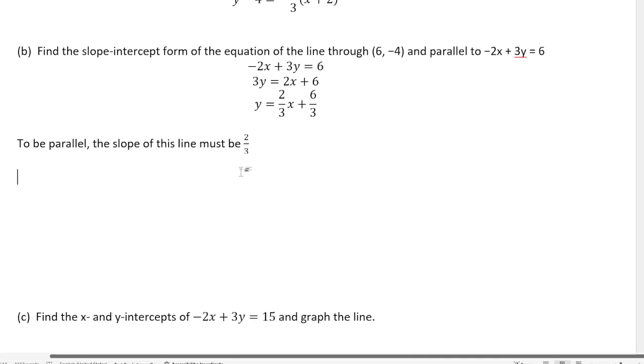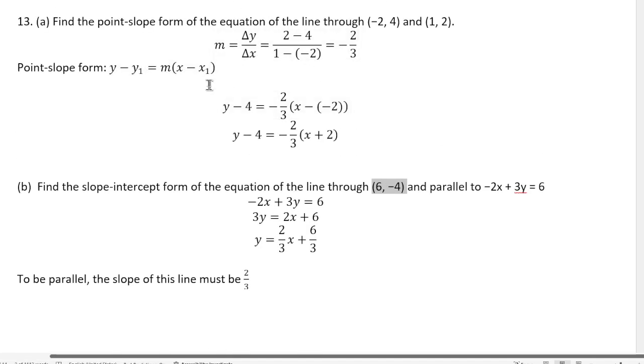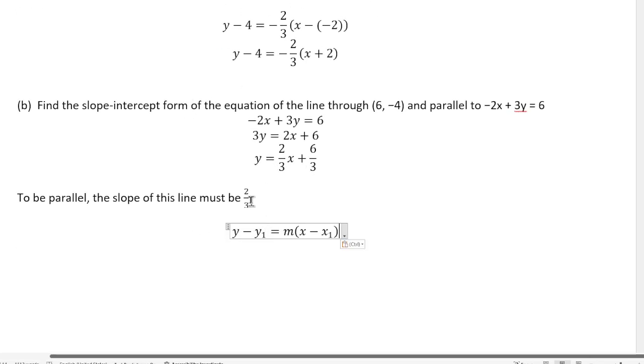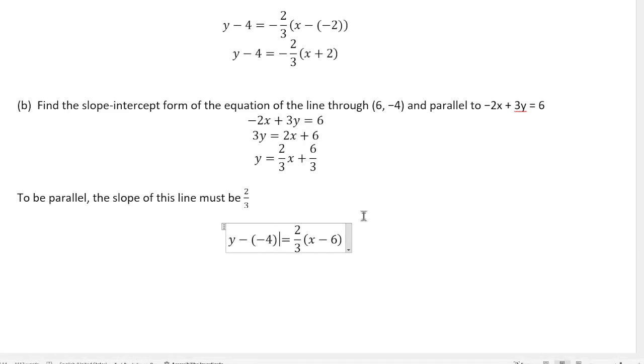Okay, so you have 2/3 as the same slope. And the question is asking for slope-intercept form, but it's easier if you start with just the point-slope form. So let's just use the same point-slope form as before. We just found out that the slope is 2/3, so we're going to replace m by 2/3. x1 is 6, so we're going to put 6 over here. y1 is -4, so we're going to replace this by -4.